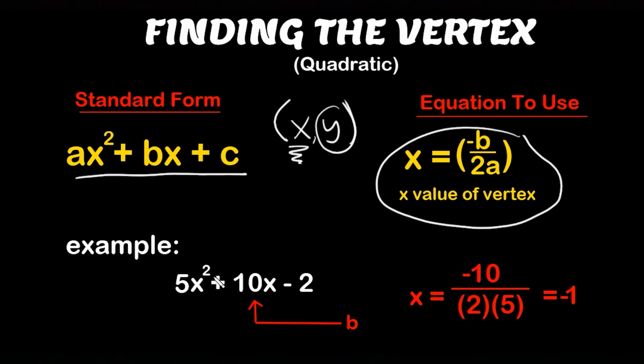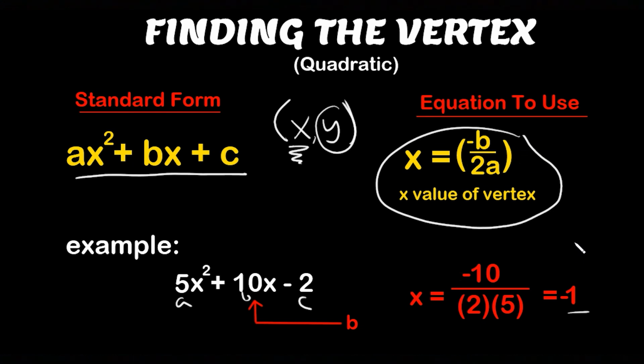You have a quadratic 5x squared plus 10x minus 2. You can clearly see that my b coefficient is going to be 10. So we're in standard form. Again, this is going to be my A, my B, and my C. My B is 10, so plugging it into that formula, I'll have negative 10 all over 2 times 5, which is 10. So I end up with negative 10 over 10, which gives me negative 1, okay?